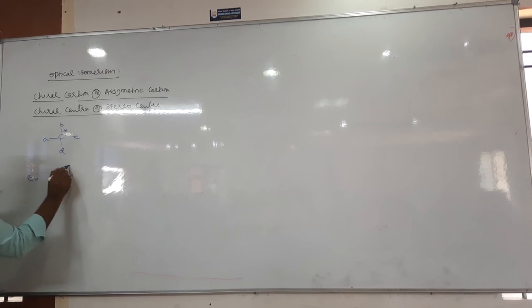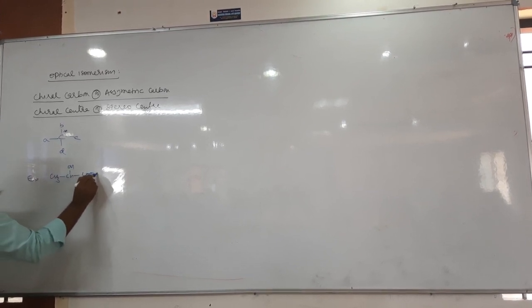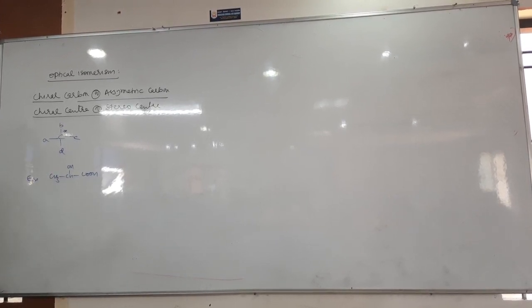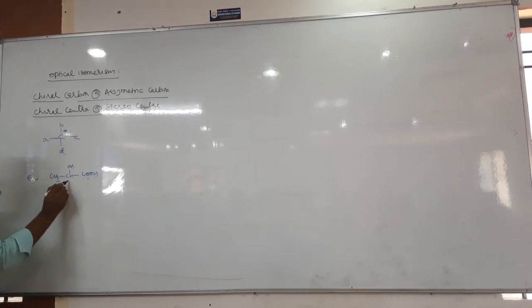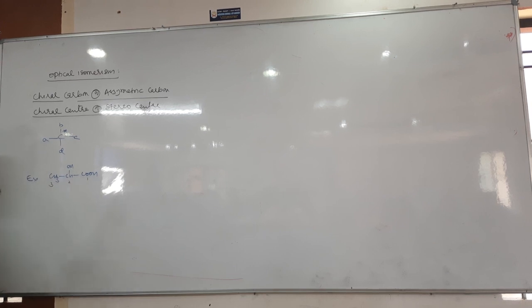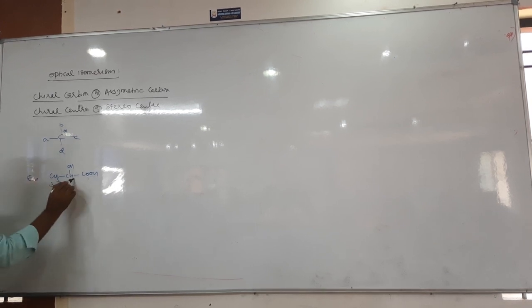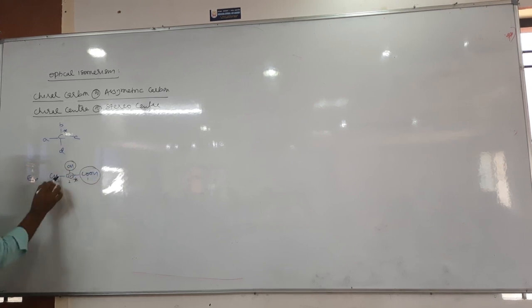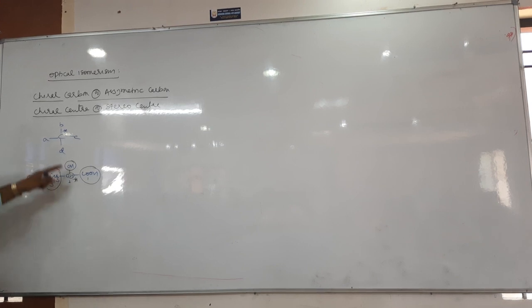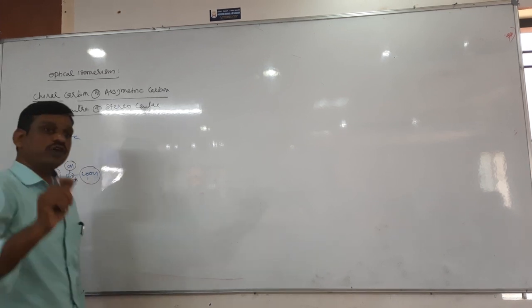Next, for example, let us take CH3, CH, OH, COOH. Tell me, does this molecule have a chiral carbon? Yes, here it is first carbon, second carbon, third carbon. Which carbon is a chiral carbon? Second carbon, because on the second carbon there is a hydrogen, OH, COOH and methyl. There are 4 different groups present on this second carbon, therefore it is a chiral carbon, chiral center, right?